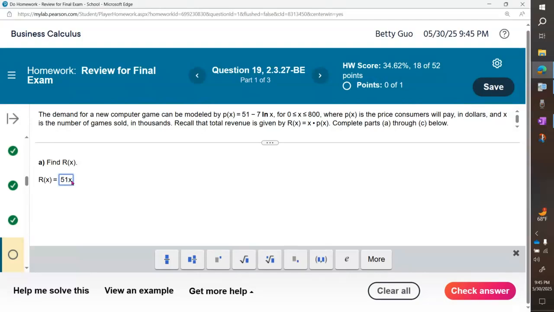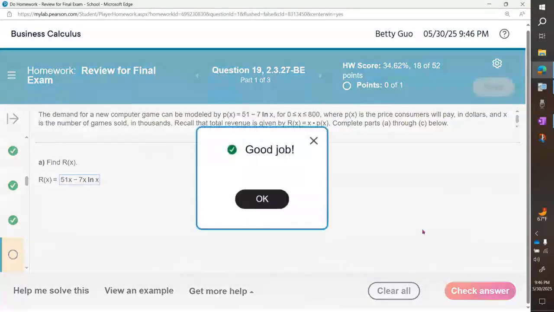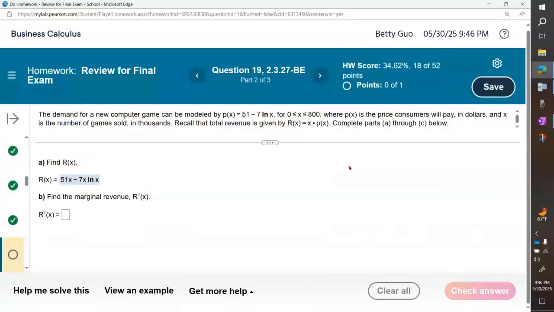$51 minus 7x ln X. Technically, we should also put a domain. It doesn't mention that. I'll give it a try. I'm not sure if you require to get that or not. So let's try. Okay, that means we don't have to. But knowing X is bigger than or equal to 0, less than or equal to 800 as well.